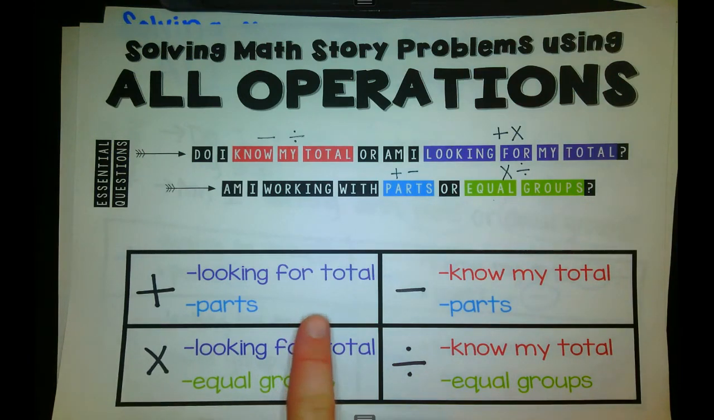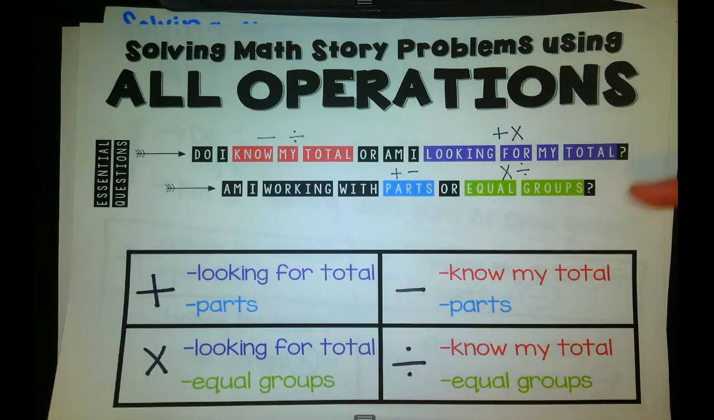Think about it. Do I know my total or am I looking for my total? Am I working with parts or equal groups? Make sure you're using the correct operation before you solve. You don't want to just jump to an operation and then do all the work and realize that you made a mistake because you chose the wrong operation. So before you start solving and doing all that computation and proving with evidence, make sure that you're asking yourself these 2 essential questions and determining which operation you need. Always reread, double check yourself.